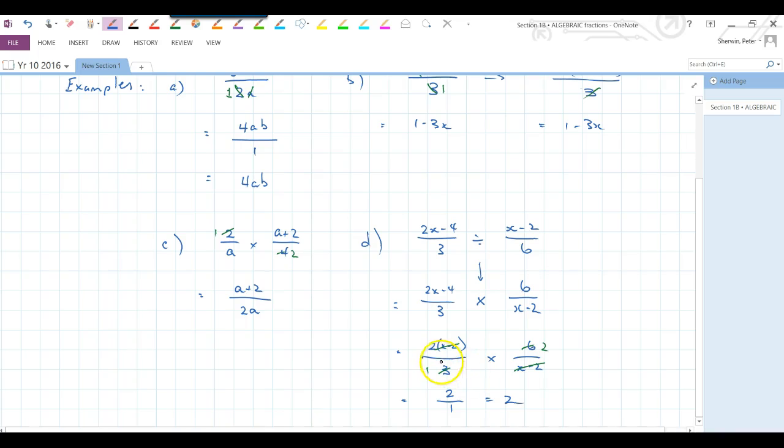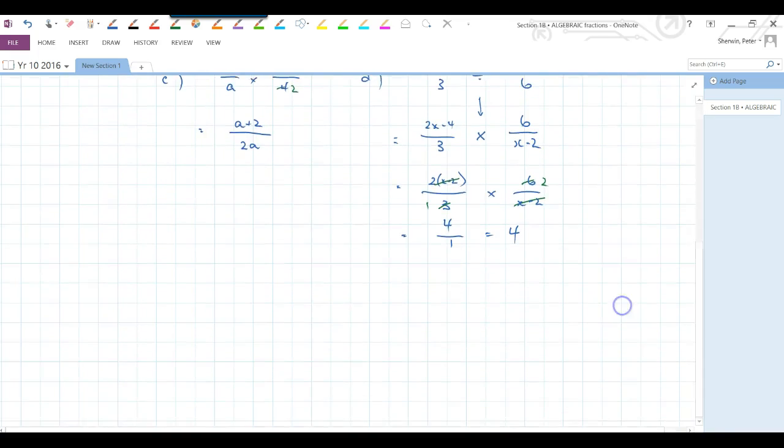Okay, apologies, I've made an error, haven't I? If you go back, there's still a 2 left over because the x minus 2's went, but this 2 still holds. So it's 2 times 2 on top. So that's not 2, that's 4 over 1, which is 4. 4 over 1 equals 4.